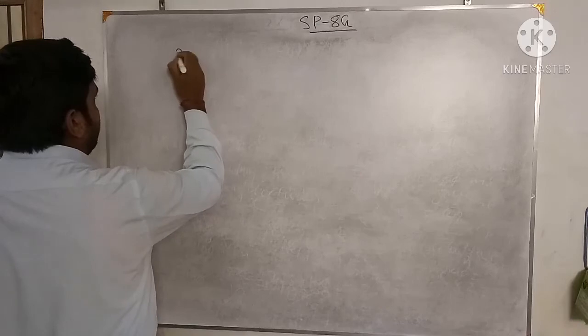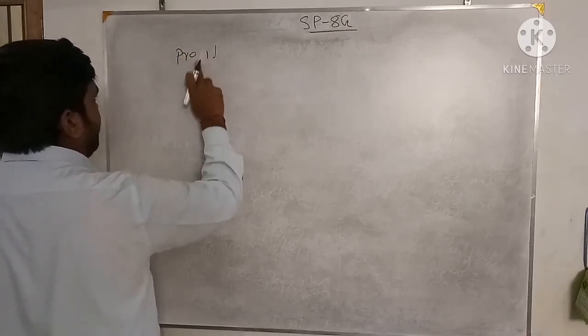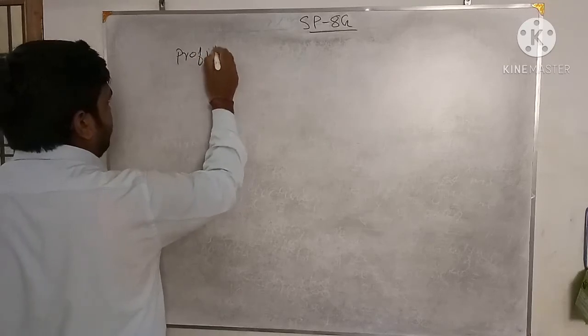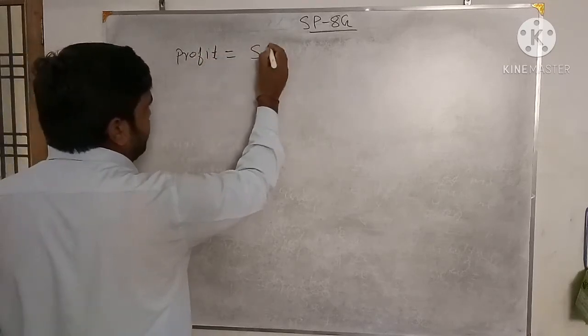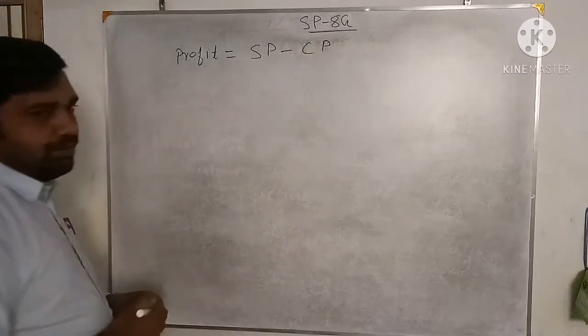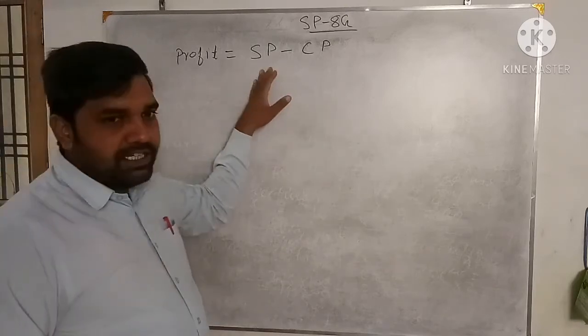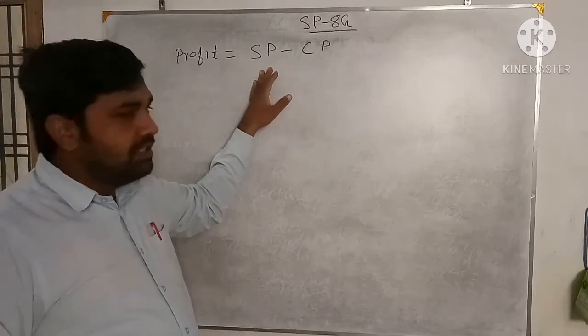Profit is equals to SP minus CP. What is SP? SP is the selling price. CP is the cost price. So profit is equals to SP minus CP. Selling price is the price at which we sell something.